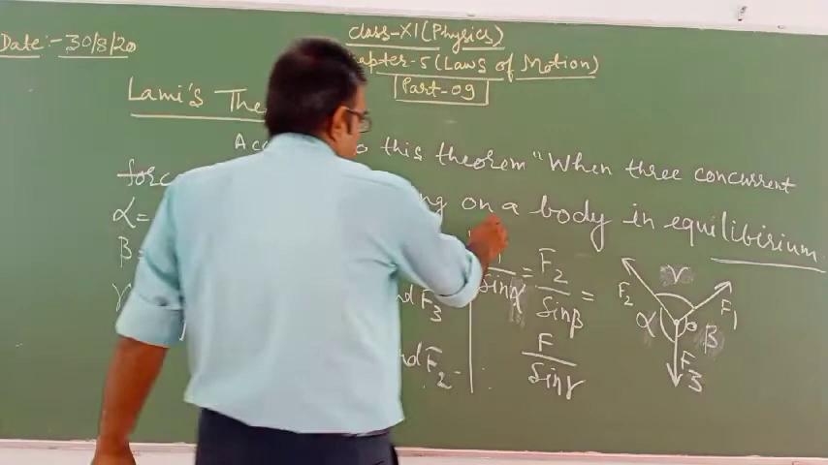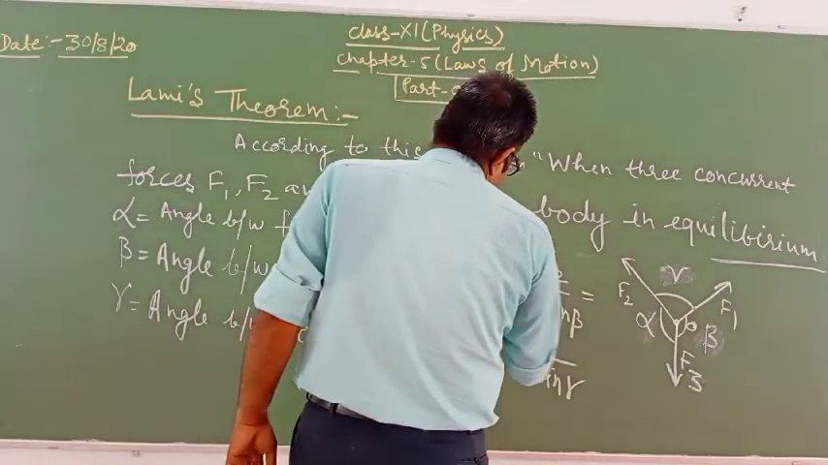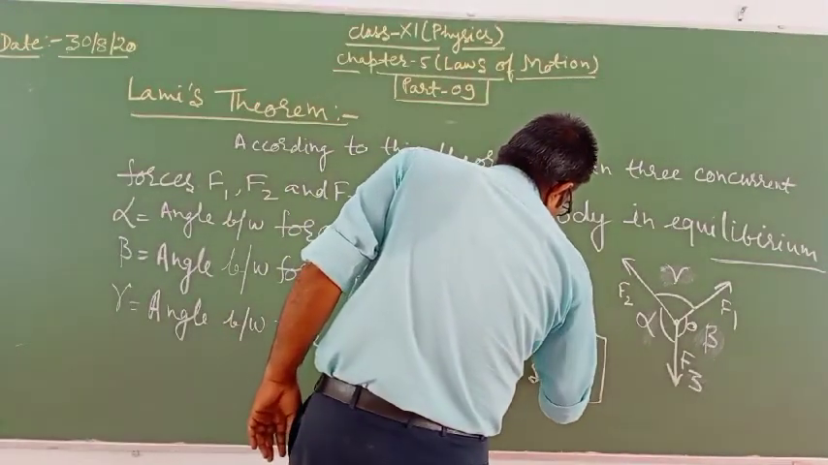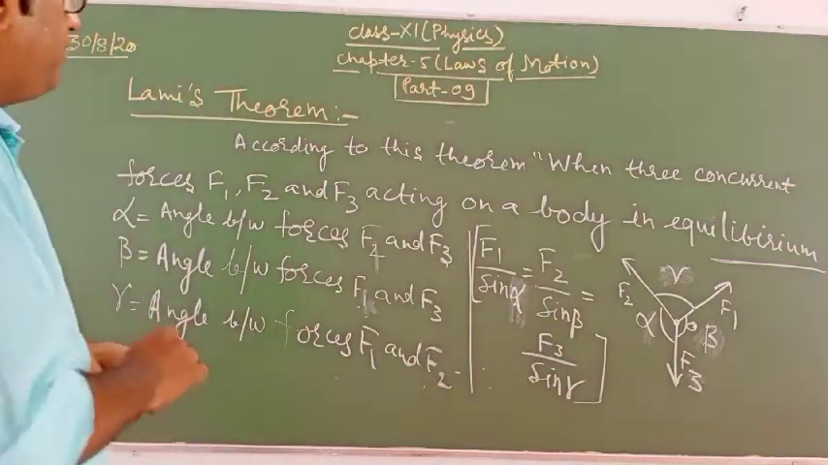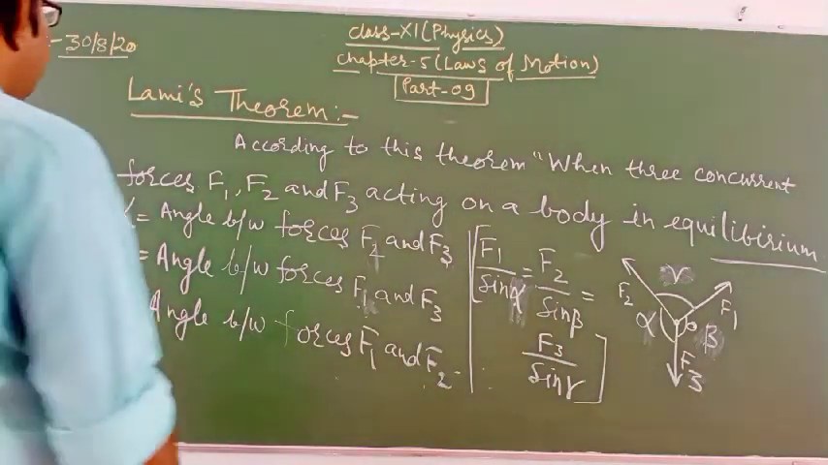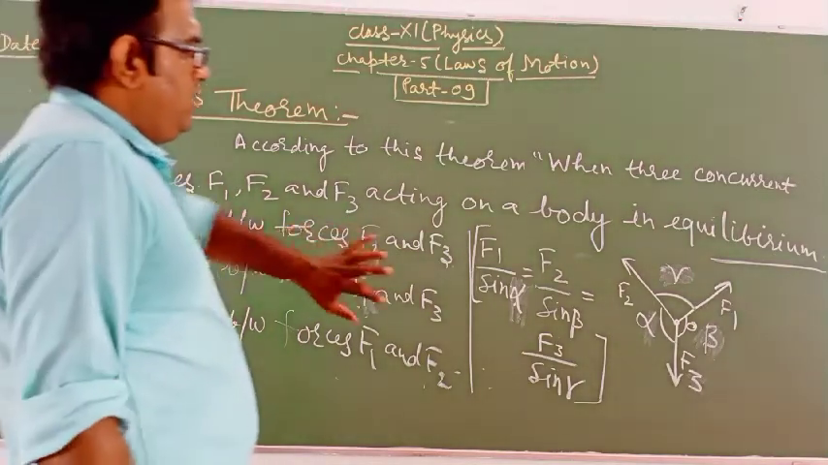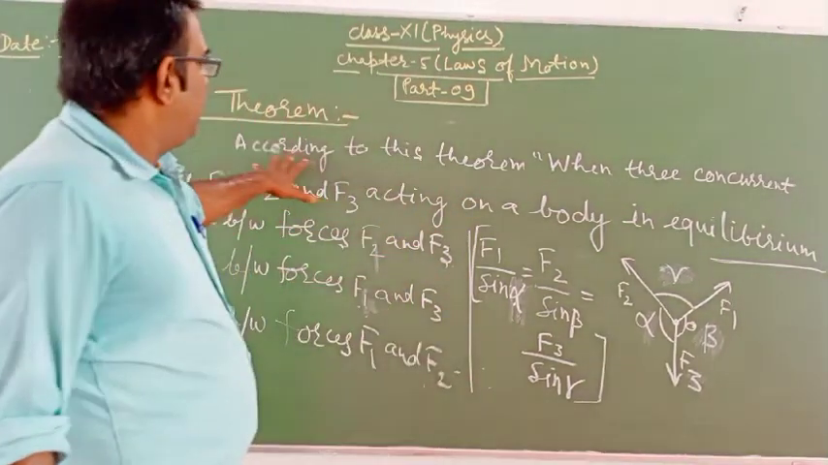This is the relation between F1, F2 and F3 according to Lami's theorem. So in a nutshell, I am describing it again.